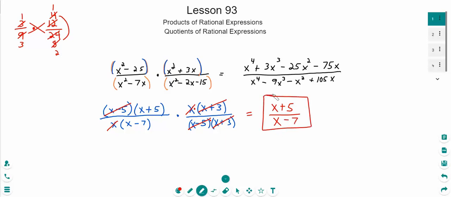That is the reduced product for this problem. Okay. Now compare this to this. Vastly different, right? It would be kind of hard to believe just based on looking at this one that this could be reduced down to this. Okay. It's a big difference between those two. And that's why sometimes it's nice to factor things as much as we can first before we multiply, particularly in rational expressions.